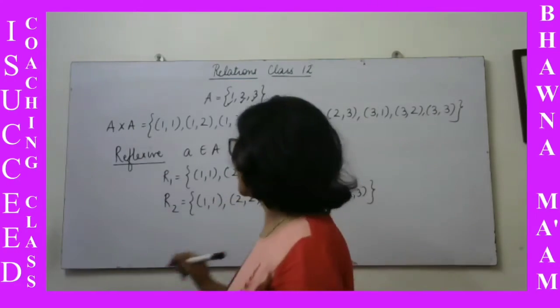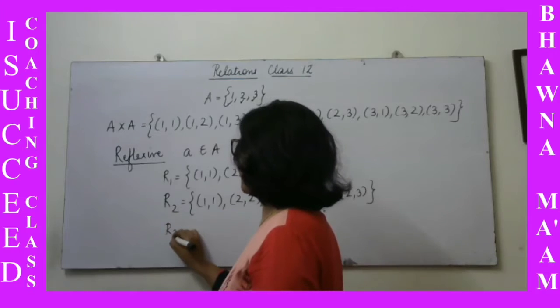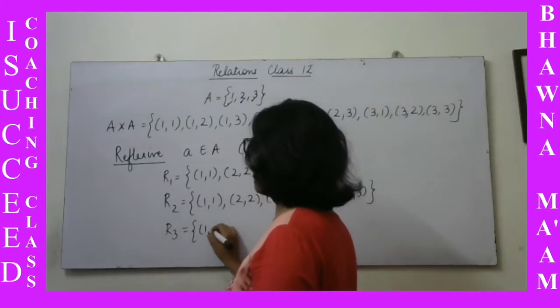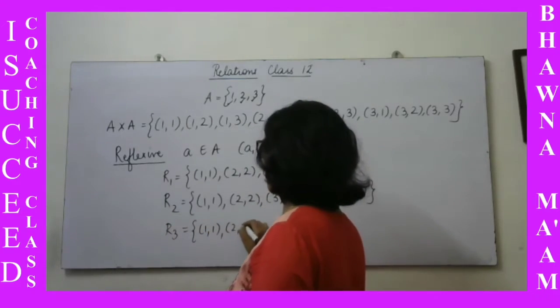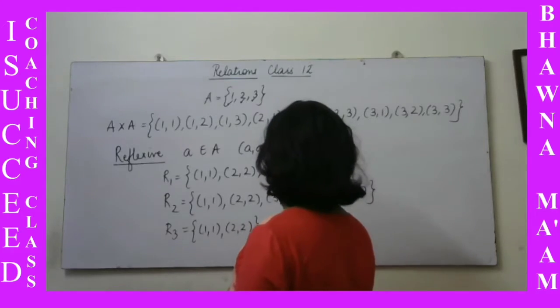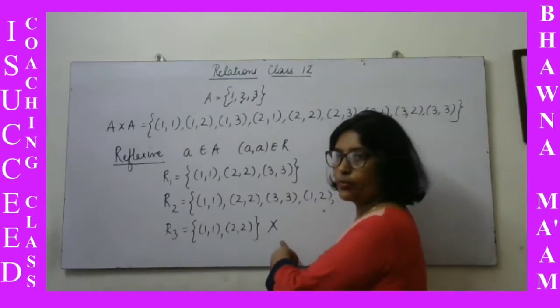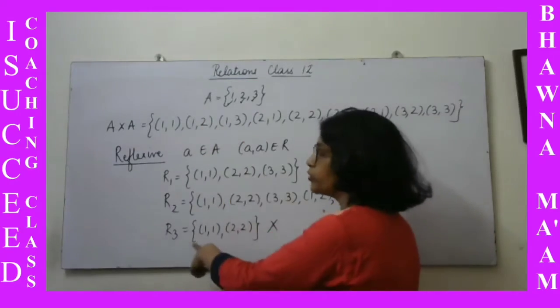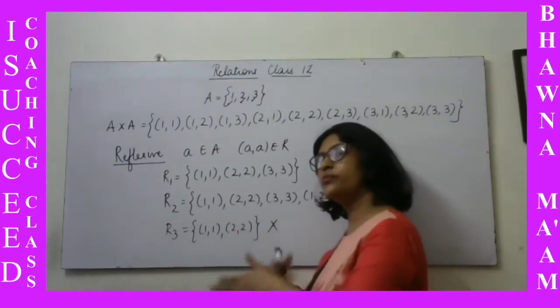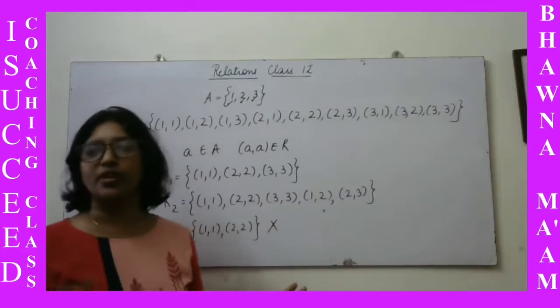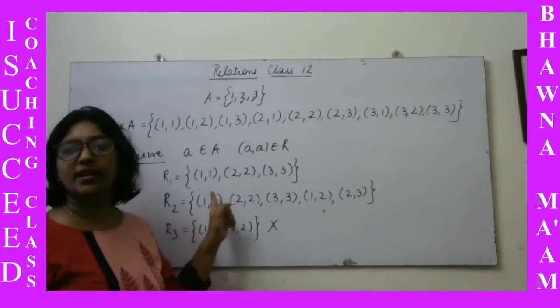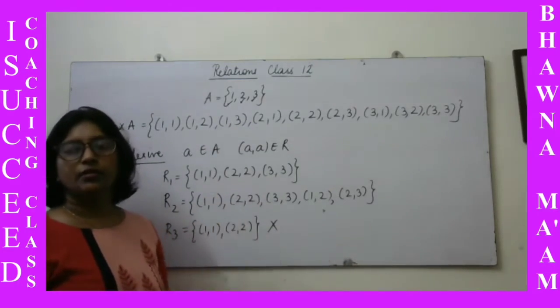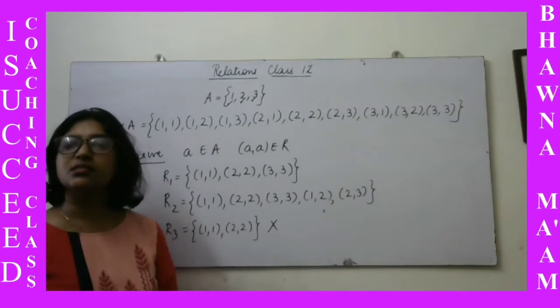Then it is reflexive. If I write R3 as (1, 1) and (2, 2), okay, then this is not reflexive. ये नहीं चाहिए. Because (3, 3) is missing. All the three should be there. यहाँ पे 3 element है तो यहाँ पे (1, 1), (2, 2), (3, 3) होना ही चाहिए. And besides that, whatever you have is fine. This is the minimum criteria. Okay, now we will see the next one. That is symmetry.